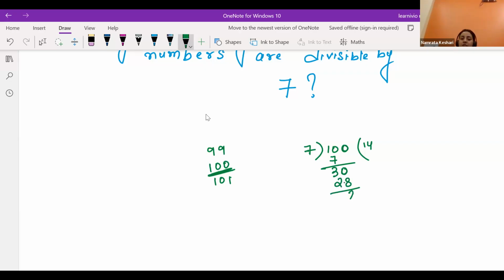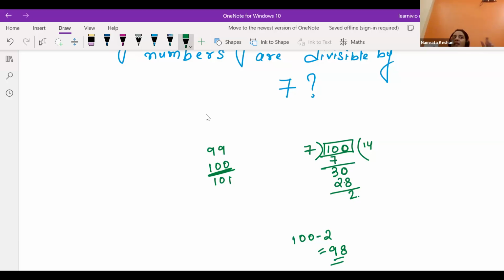That means remainder is 2. From this 100, 2 is the remainder. That means if we subtract 2 from the 100, we get 98, and that number is completely divisible by 7. Right, Zoha? Yes. Basically, we are doing this process to check what is that first 3-digit number which is completely divisible by 7.